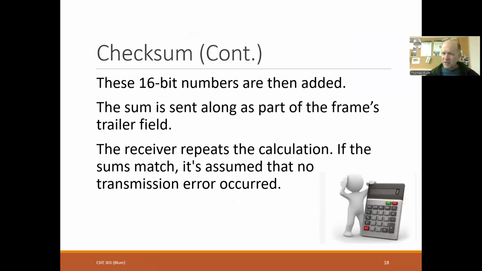So we take our data, whatever message we're trying to communicate, and break it up into 16-bit units. We add them up, and then we send the data, and we send the sum. I'll modify that in a little bit. And then the receiver of the information will do the same calculation. They will take the data, add it up, and if the sums match, then they will assume that the message came through without error. It was a successful transmission.